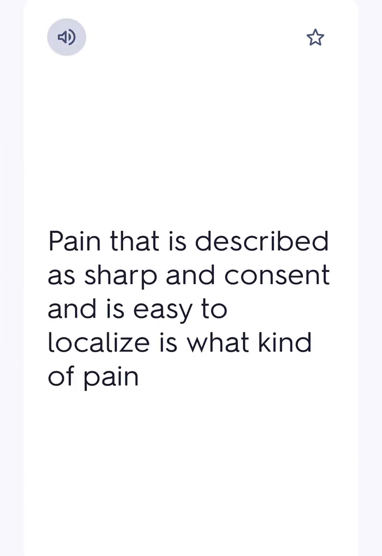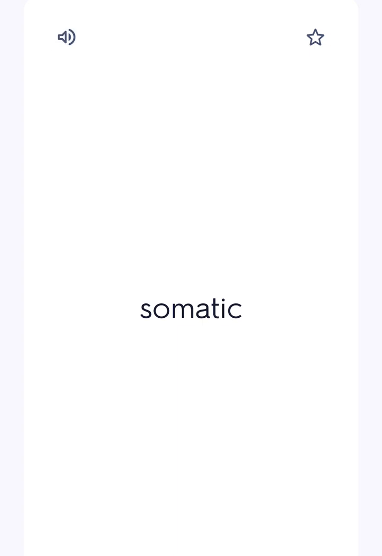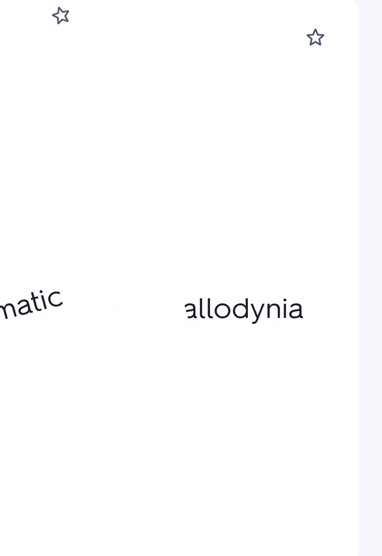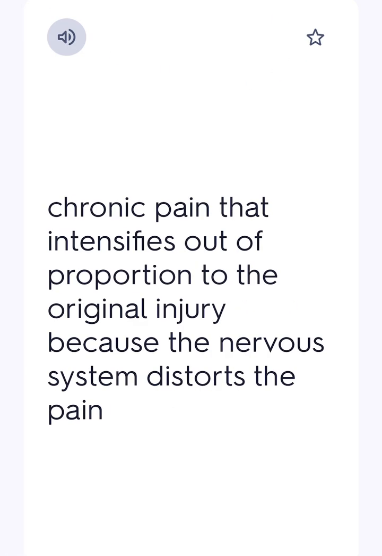Pain that is described as sharp and constant and is easy to localize is what kind of pain? Somatic. What is allodynia? Chronic pain that intensifies out of proportion to the original injury because the nervous system distorts the pain.